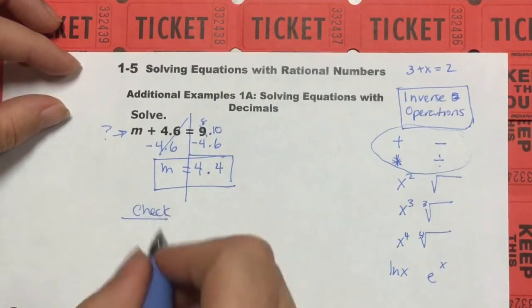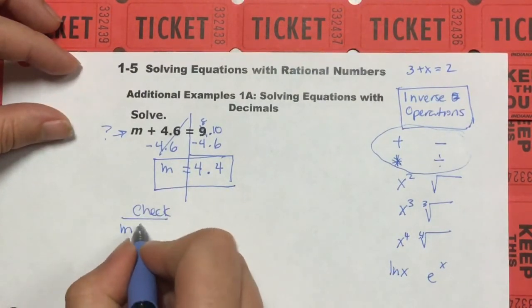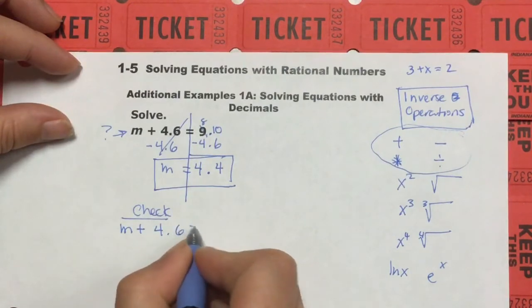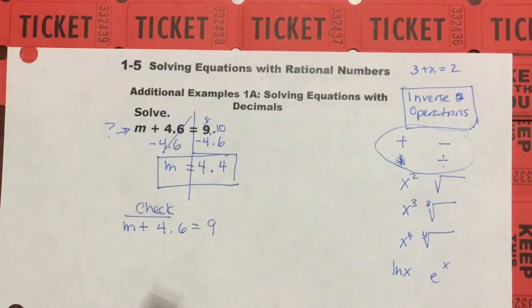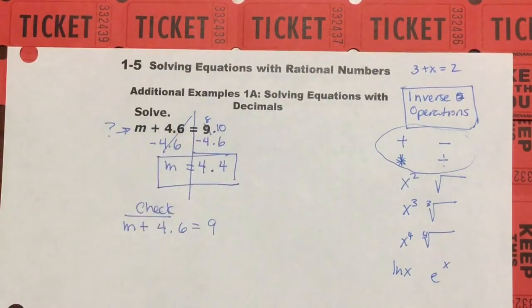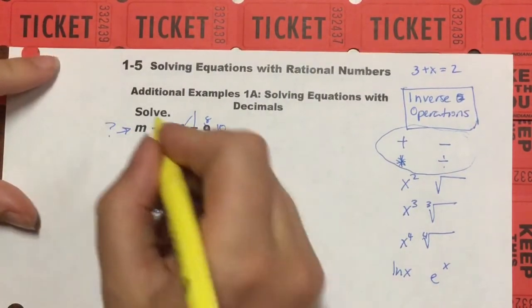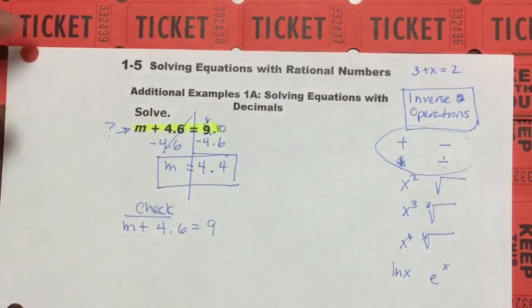Now, with equations, what I want you to do is check your answer by hand. And how we're going to do that is we are going to write the original equation every single time. Write it up there, okay? You're just going to write it just how it was up here before we started doing any work. m plus 4.6 equals 9, okay?